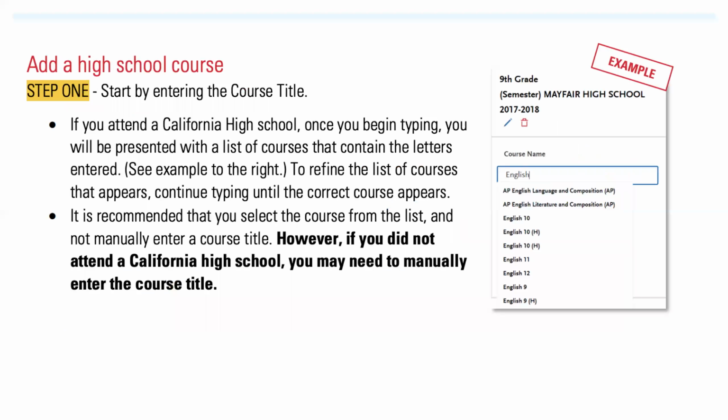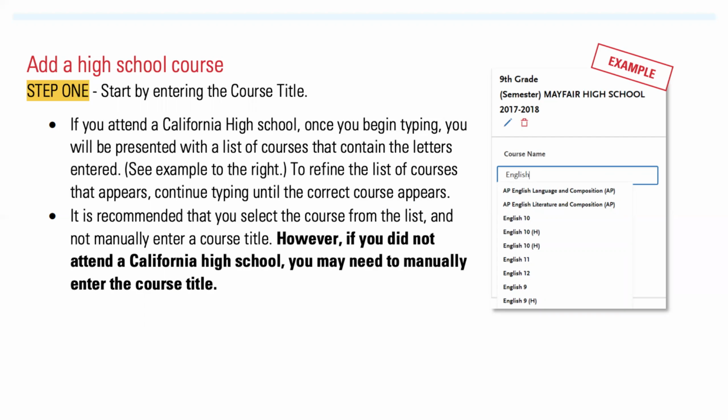Okay, and then this is what it looks like when you're adding a high school course. You'll begin typing the course name here. You'll want to make sure that you do select the course that pops up from the drop-down menu, and you don't want to manually type in your courses. You can do that, and then you technically can just go in and assign the appropriate A through G letter grade, but it's just a lot better for the Cal States if you just select one of the drop-down options.